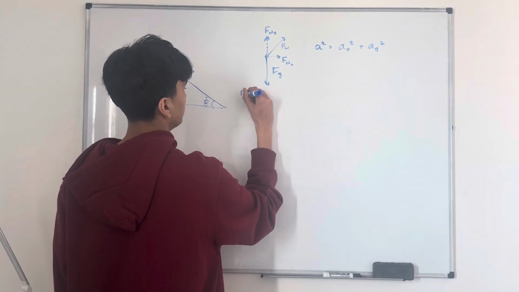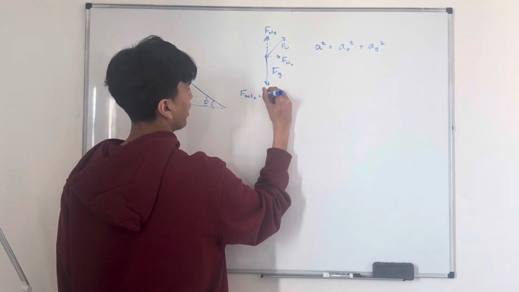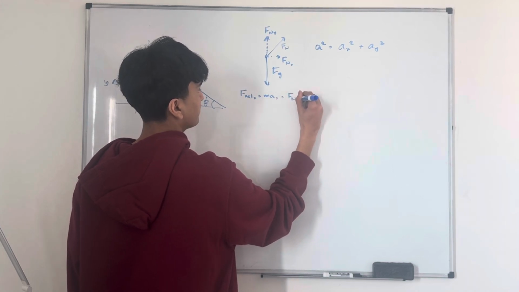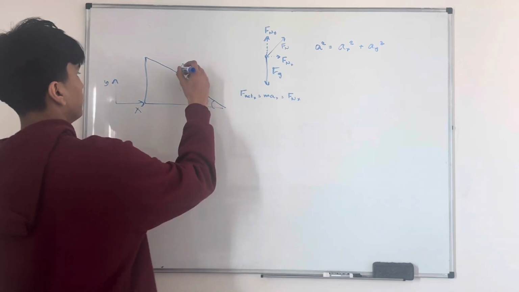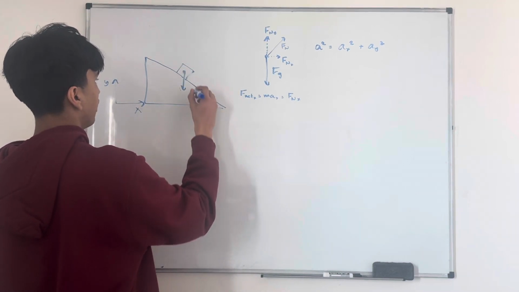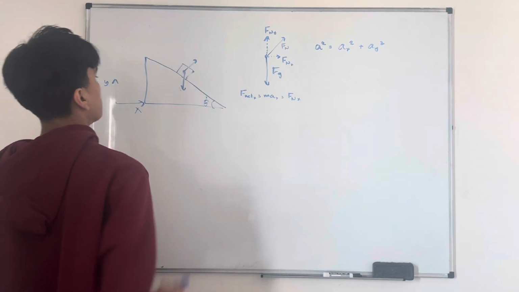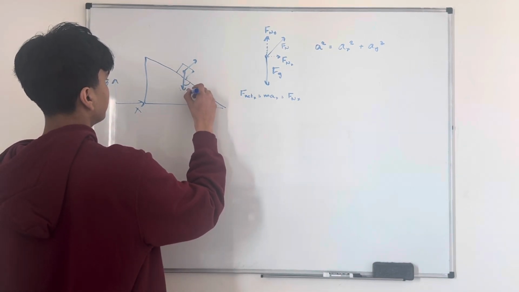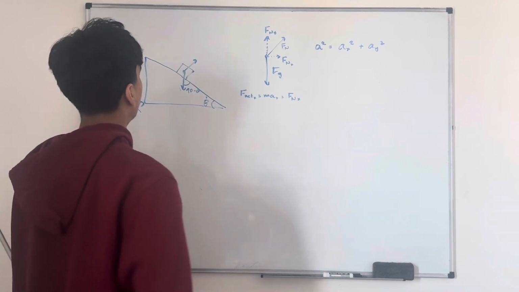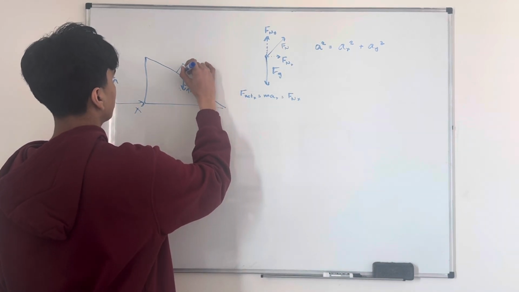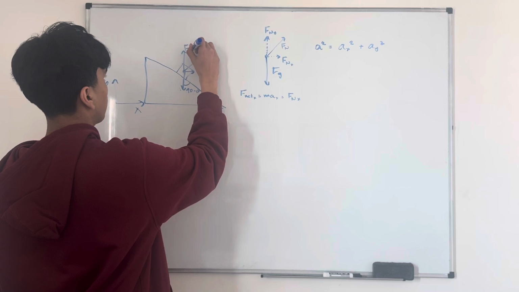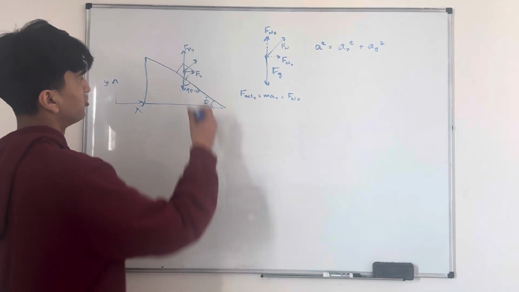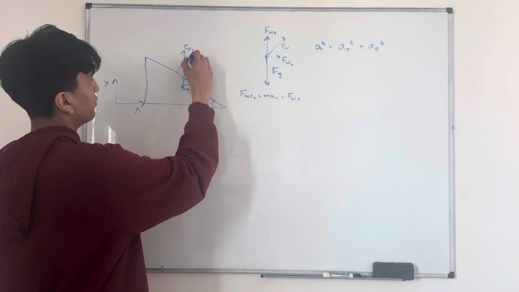So Fnet in the x direction equals m ax, which is going to equal Fnx. Now, if this was our Fg, and this was our Fn, then this angle right here would be 90 minus theta. And then if you had this right here, your Fnx and Fny, you can use some geometry to show that this angle right here would be theta, right?